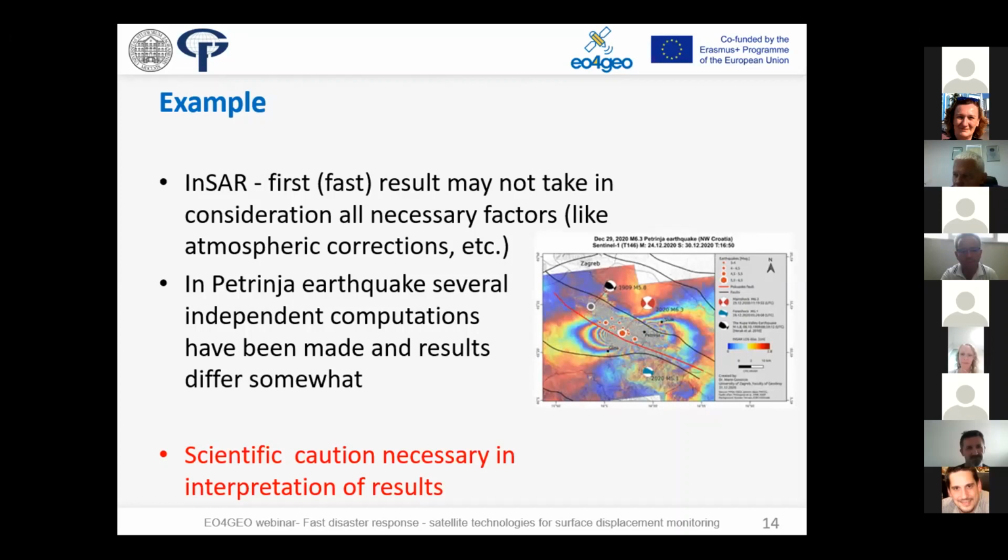we should be aware, or we should at least say that some level of caution is needed, to make a remark on the reliability and level of accuracy of received results. Just saying, for example, that interferogram is showing, I don't know, 10, 20, 50 centimeters shift in the center is simply incomplete information.